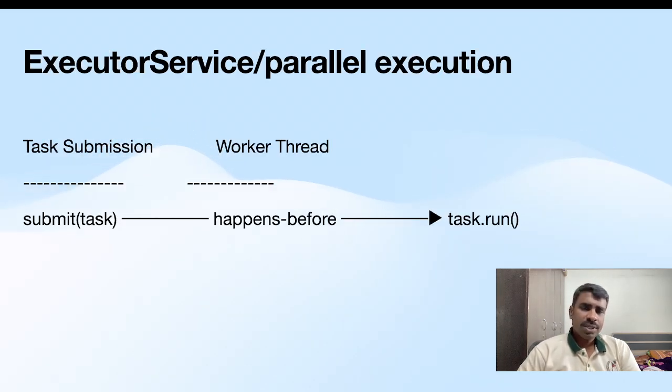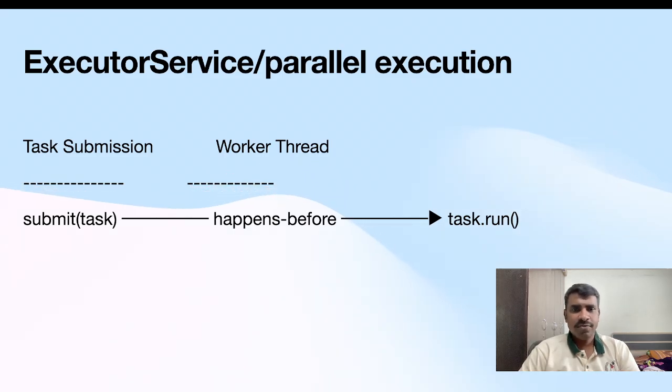So in executor service or parallel execution, how is it working? That is taken care of by this class itself. Whenever we are submitting a task, it happens before run. We mainly use executor service to run parallel execution, right? Multi-threading. So it is handled automatically. We don't need to take care of it separately.